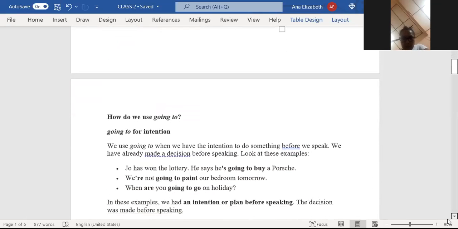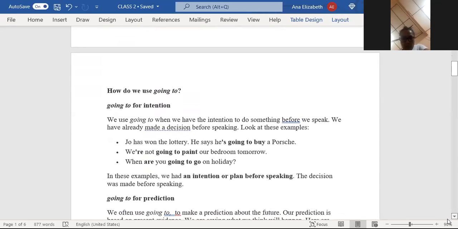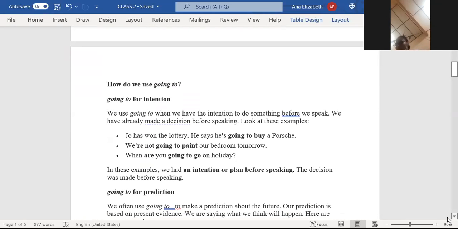Okay. How do we use going to? As I told you, okay? We use going to when we have the intention to do something before we speak, okay? Cuando nosotros tenemos la intención de hacer algo. We have already made a decision before speaking. Look at the examples.